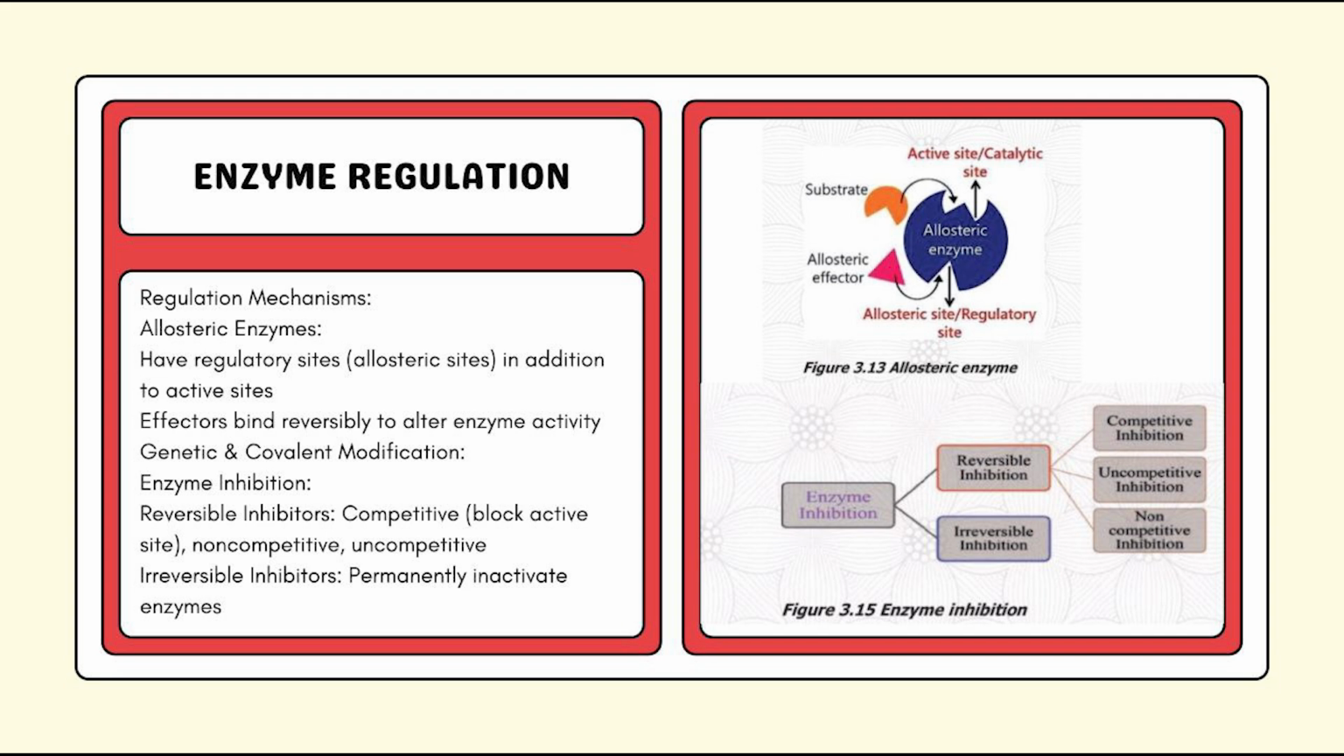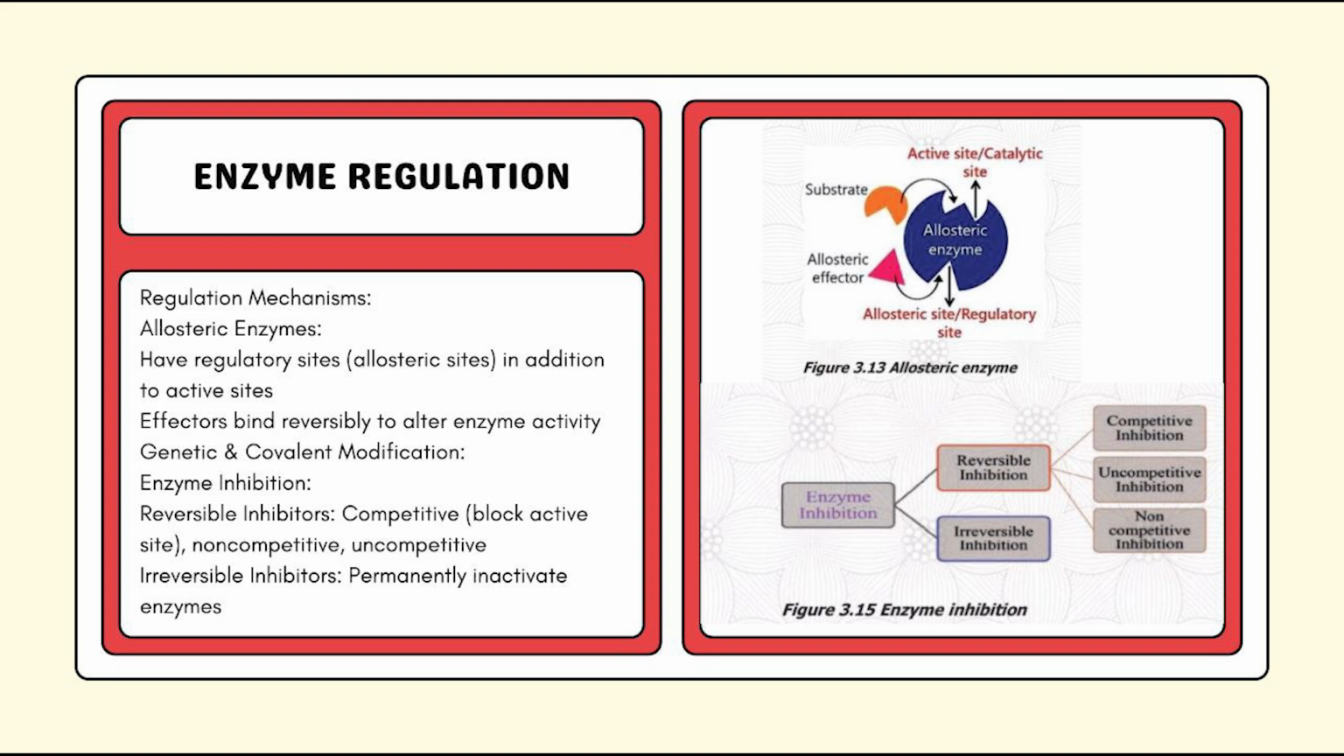Enzyme inhibition. This is when molecules called inhibitors reduce enzyme activity. There are reversible inhibitors, like competitive inhibitors that block the active site, and non-competitive inhibitors that bind elsewhere, and irreversible inhibitors that permanently inactivate the enzyme, which is shown in figure 3.15.